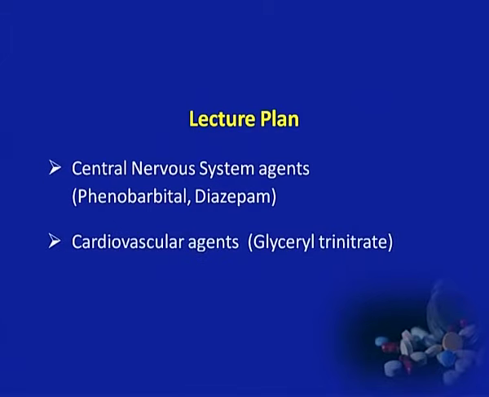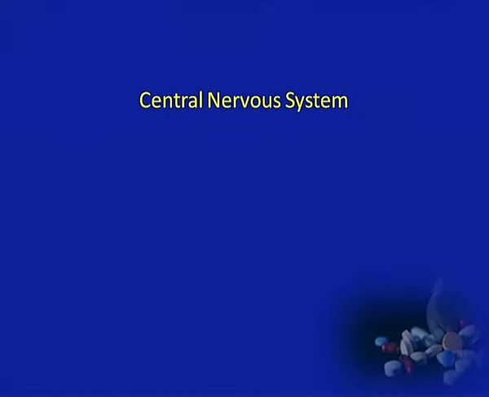Then we will discuss cardiovascular agents like glyceryl trinitrate. So, drugs acting in the central nervous system were among the first to be discovered by primitive humans and are still the most widely used group of pharmacologic agents.